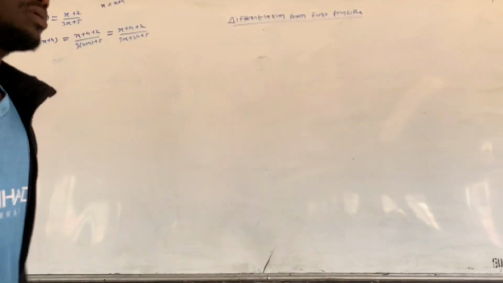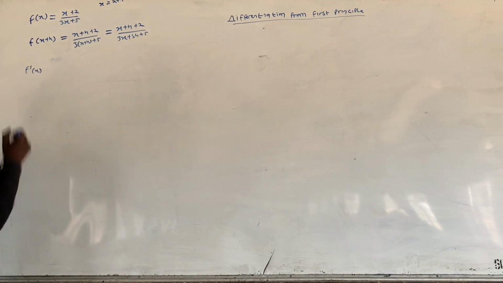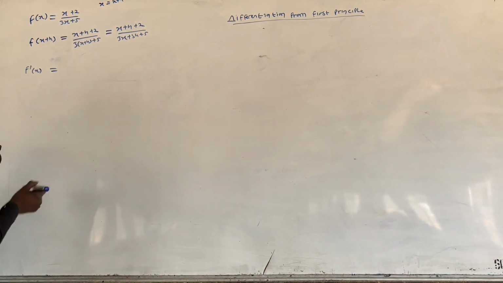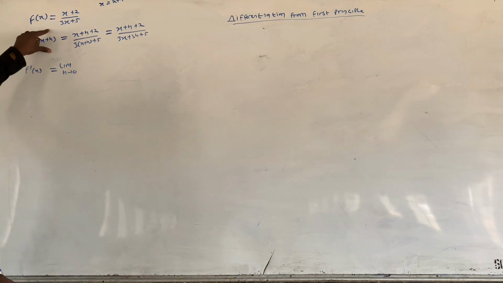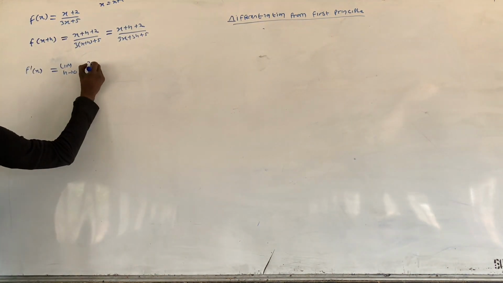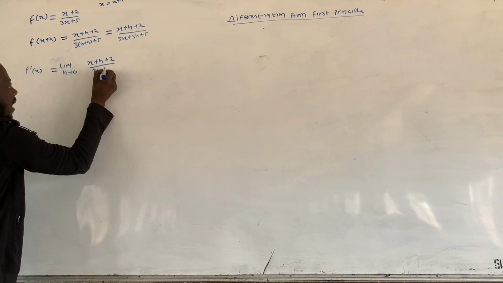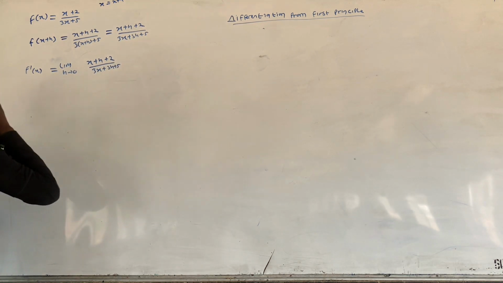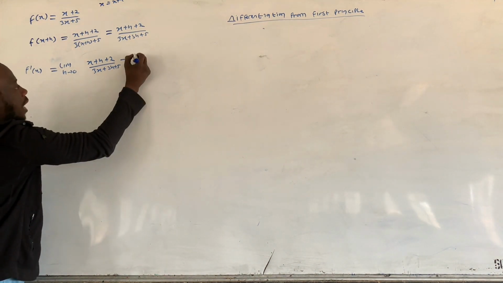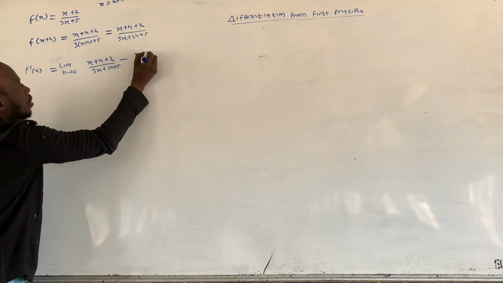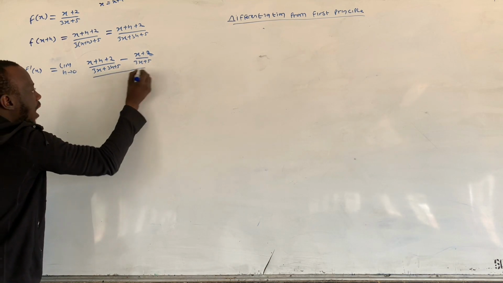Then we bring in the formula of first principle, which states that f prime of x is equivalent to the limit as h goes to 0 of f of x plus h, which is this, x plus h plus 2 divided by 3x plus 3h plus 5, minus our f of x, which is the original equation, x plus 2 all over 3x plus 5, all over h.